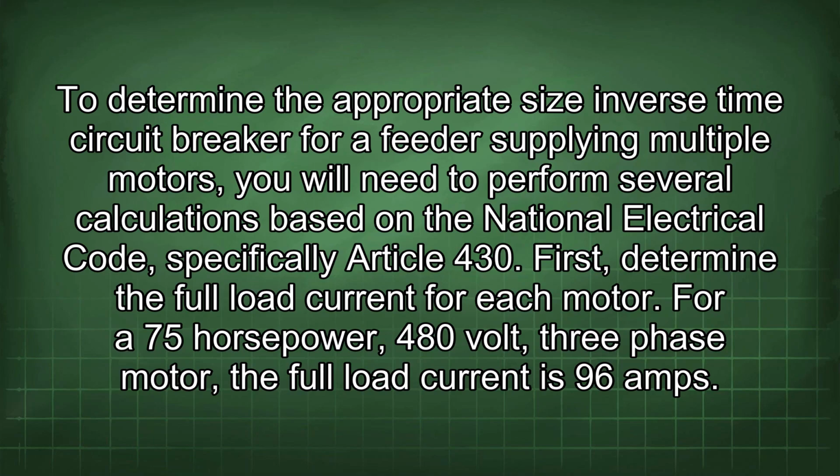To determine the appropriate size inverse time circuit breaker for a feeder supplying multiple motors, you will need to perform several calculations based on the National Electrical Code, specifically Article 430. First, determine the full load current for each motor. For a 75 horsepower, 480 volt, three-phase motor, the full load current is 96 amps.